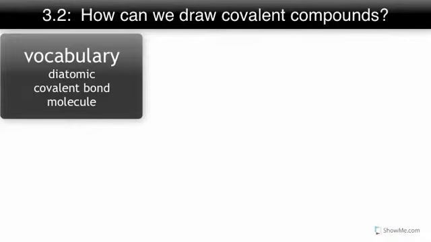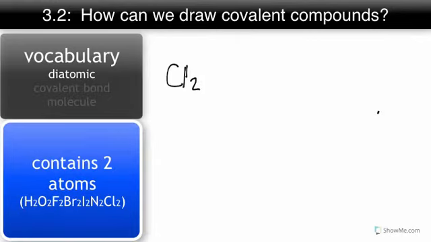Okay, today we're going to talk about how to draw a covalent compound, this Lewis structure of a covalent compound. I'm going to give a couple of examples first. First we'll start with chlorine, and this is diatomic chlorine. Then we're going to go to nitrogen, and then carbon dioxide.